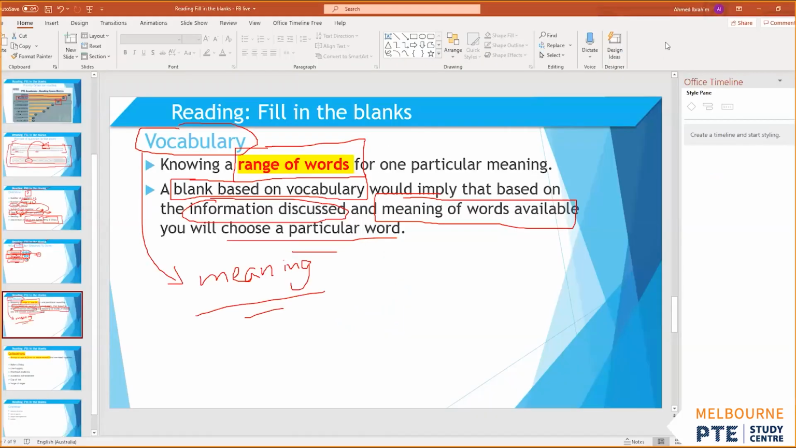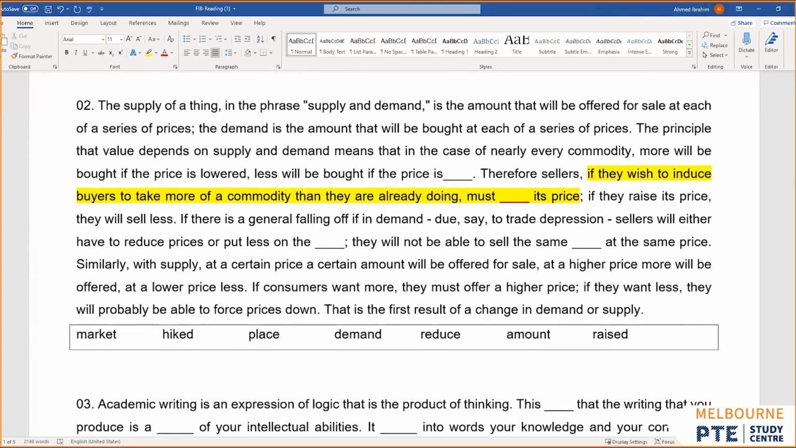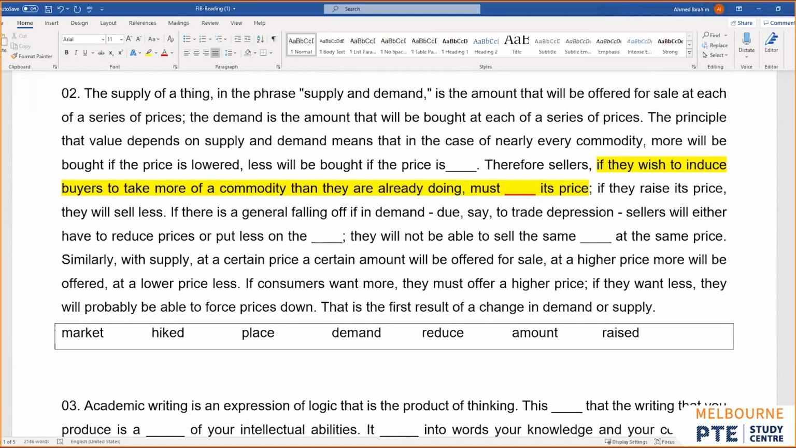Now, it might not be clear to some people who are online, so let me give you a very simple example. What do you think is the answer for this blank? It says, if they wish to induce buyers, as in those who are buying any particular thing, to take more of a commodity than they are already doing, must dash its price. And these are your words available. What do you think is the answer over here? Like increase? No, read it properly, and read the line before it as well.